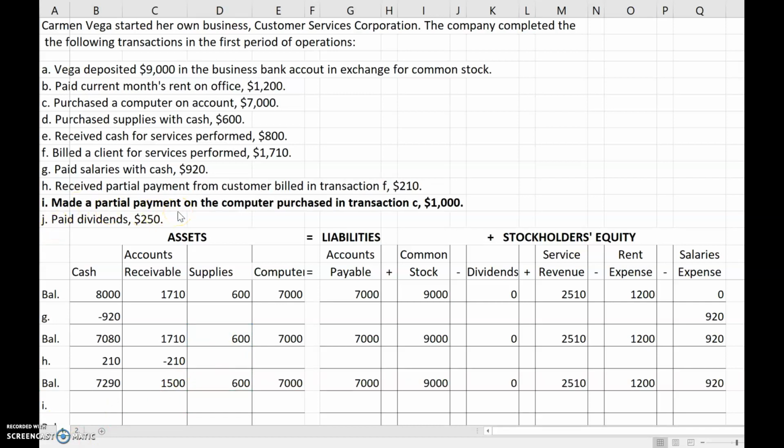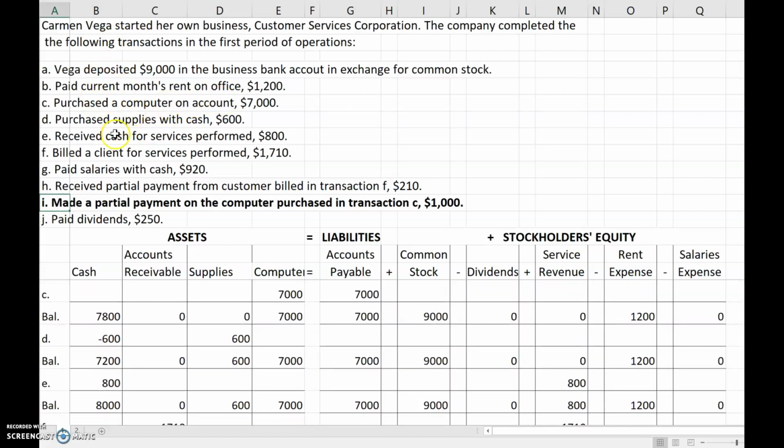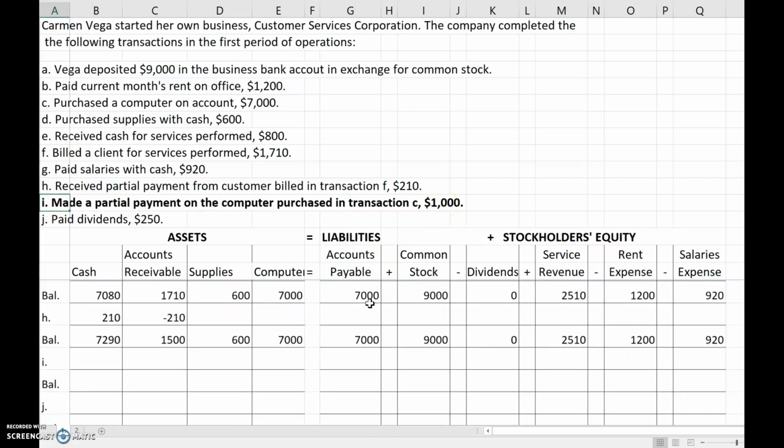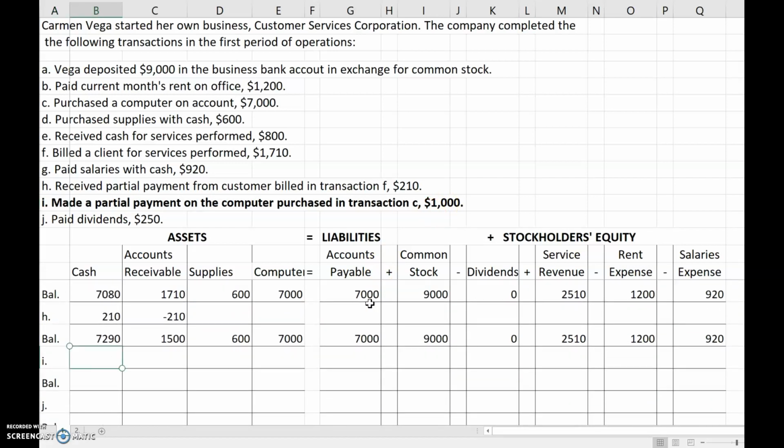All right, so now transaction I. Now we made a partial payment on the computer we purchased in transaction C. So transaction C, we purchased a computer on account. So here when we bought the computer, we had an accounts payable of 7,000. Well, now we're paying the vendor 1,000 towards what we owe them. So in transaction I, cash is going to go down by 1,000. And the accounts payable is also going to go down by the 1,000. Our debt goes down when we pay some of it off.